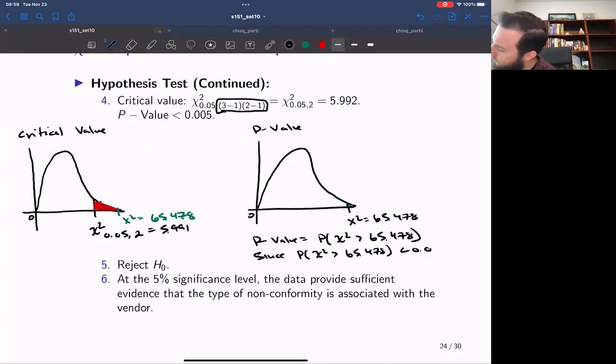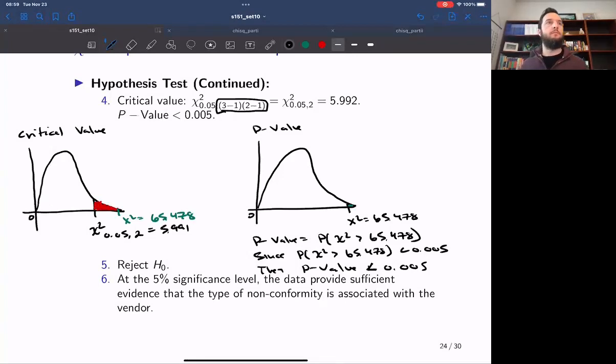So therefore, the p-value is less than 0.005. Okay, so based off either approach, we're going to reject, right? The p-value is less than the significance level, so we can reject. The test statistic is much larger than the critical value, so we can reject. So therefore, the data provides sufficient evidence to suggest that type of nonconformity and the vendor are related to one another. So they're not independent of one another.